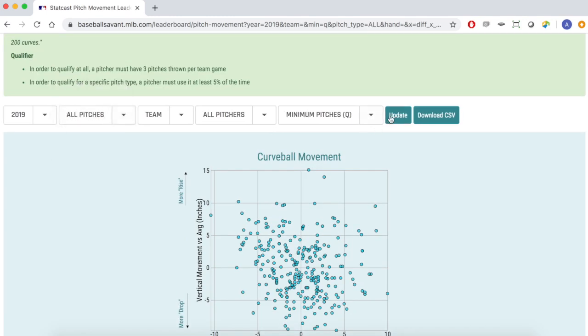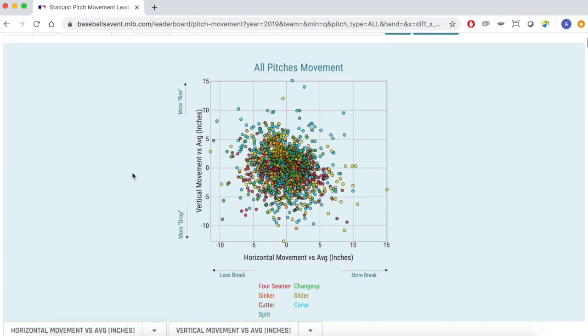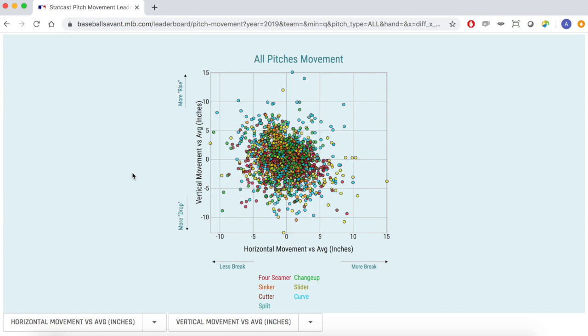And then you'll be able to see what I mean when we go back and change some of these other options. So if you make it all pitches, you'll see, okay, there's just like a big scatter plot of dots that don't mean anything because it's all against average. So you can see everything is kind of centered on the 0 there. This doesn't really tell you much of anything at all.